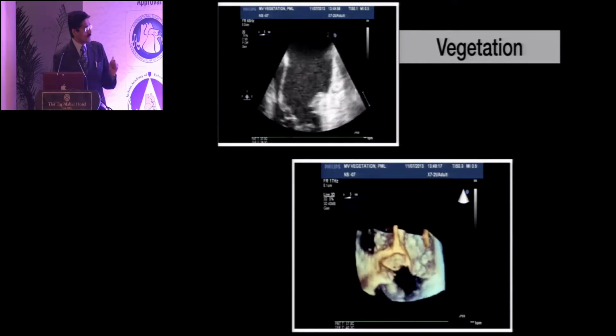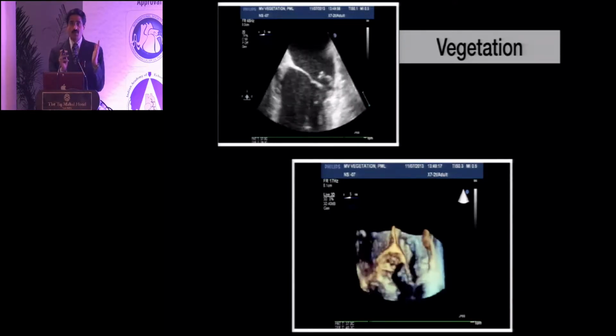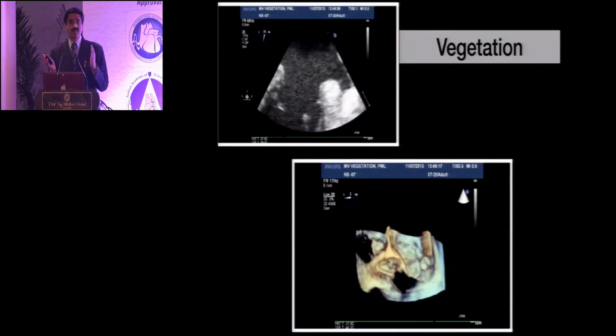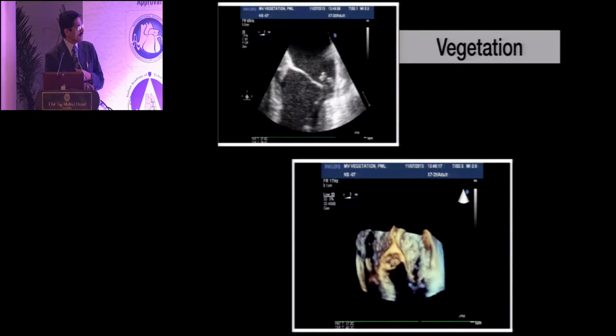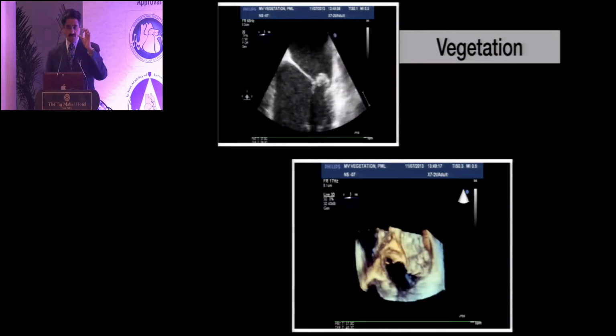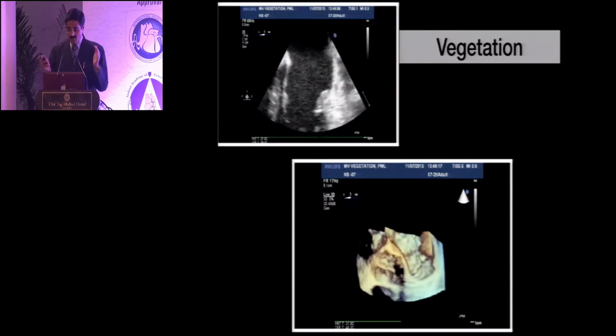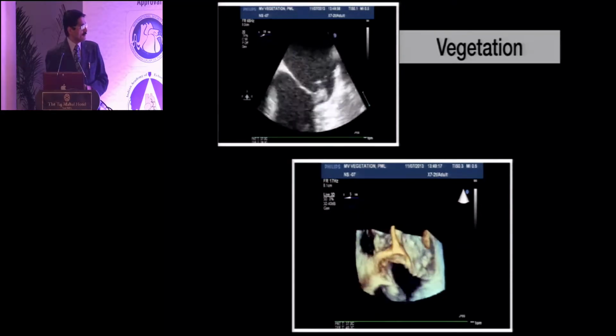Now, another beauty of 3D is that it differentiates whether it is cord rupture or vegetations. It very nicely differentiates these two aspects. Here it is seen that in the P1, P2 part there is a vegetation. We just remove that part and we can do the annuloplasty ring and get away without any MR. So this is how it is very important to differentiate.